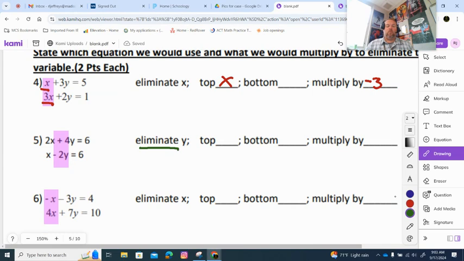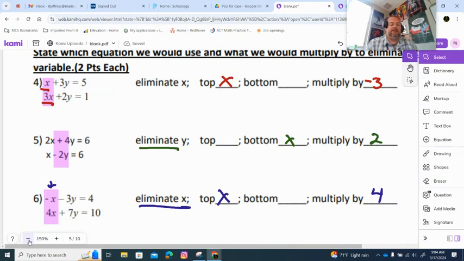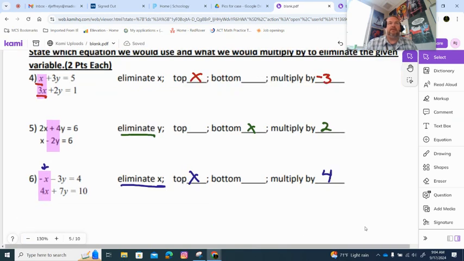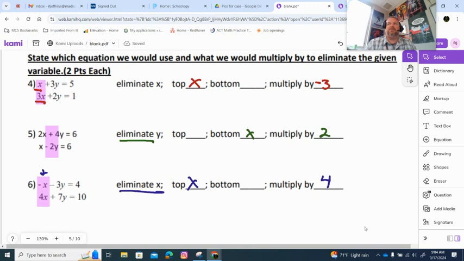Number 5, I'm eliminating y. Well, that's a positive 4y and a negative 2y. I can multiply the bottom just by 2 to make this be a negative 4y. And eliminating x, well, here it is. It's highlighted. Negative x, positive 4x. I can multiply the top by 4. Okay. So, yeah, remember we're trying to get it to be same terms, different signs.